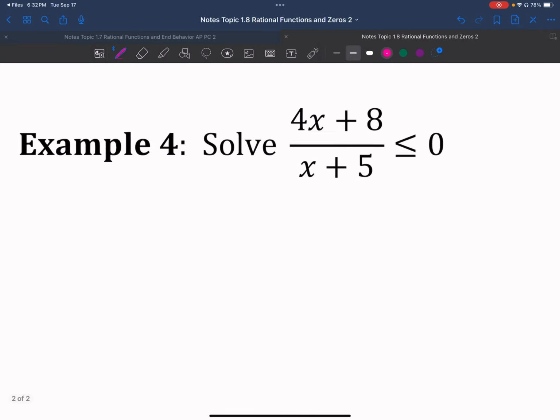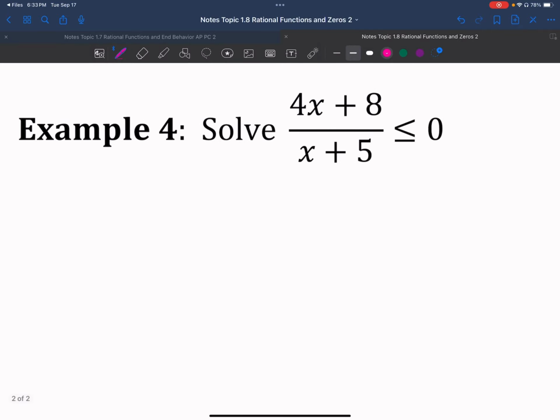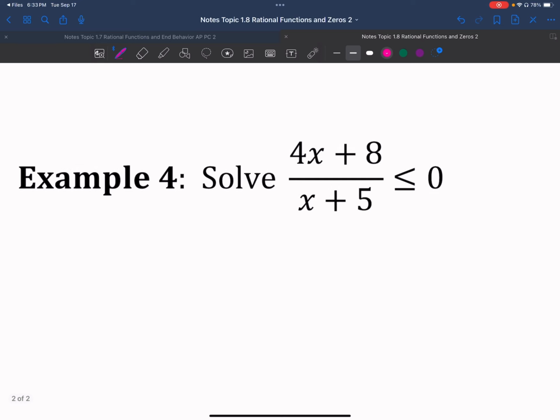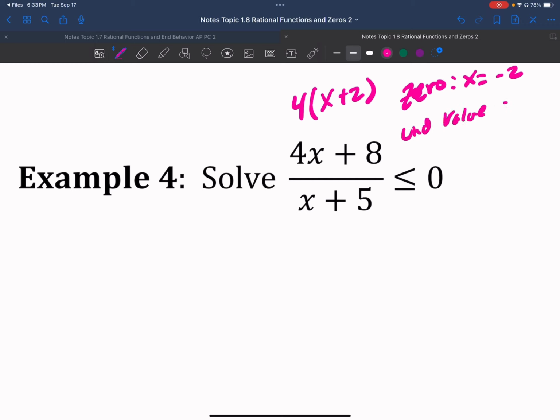Okay, let's look at example number 4. We do have a single fraction. We do have 0 by itself. I can factor using the greatest common factor for the numerator, so it'll be 4 times x plus 2. And then the denominator is already kind of factored out. So I'm going to make a note that I do have one 0 at x equals -2, and then I have an undefined value at x equals -5.